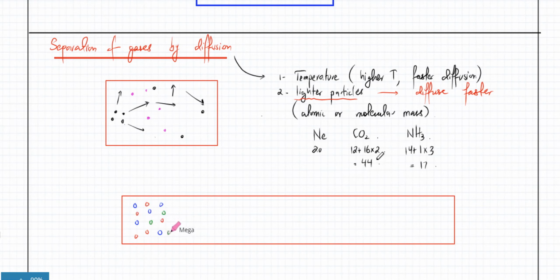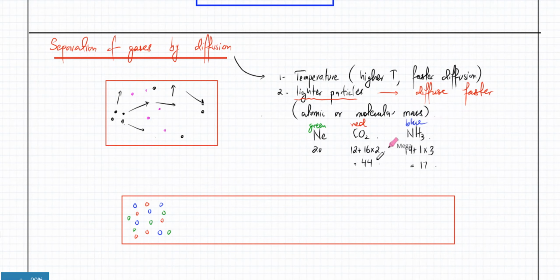So the green ones are neon gas particles. You have a mixture of gases, and you have this long hollow pipe, and you release the gases on one end of the pipe. Let me just mark this. Neon is the green one, carbon dioxide is probably the red one, and the blue one is ammonia.